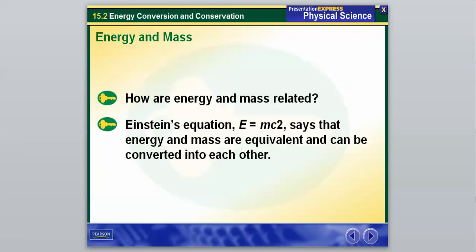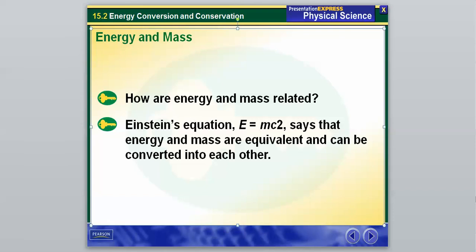And for our last bit, and sorry this one's running a little bit longer here, we're going to talk about how energy and mass are related. And it's going to bring up a famous equation, E equals mc squared. It says that energy and mass are equivalent and can actually be converted into each other. So we're going to talk about what this means.